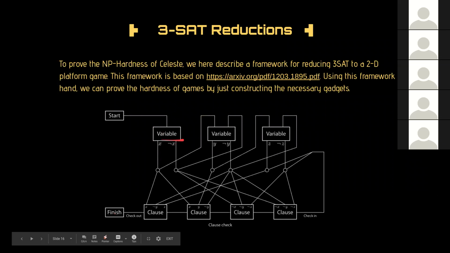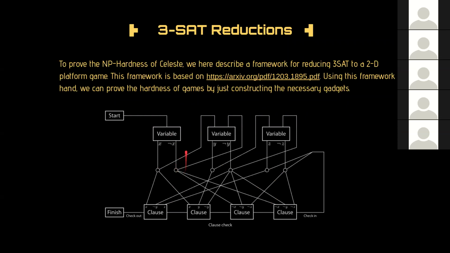I'll describe the variable gadget. It allows you to make a choice. Either you choose X or you choose not of X, which means either you set X to true or you set X to false. This is what the variable gadget does. Once you make a choice, you cannot go back. Once you choose X equal to true, you cannot also choose X equal to false.